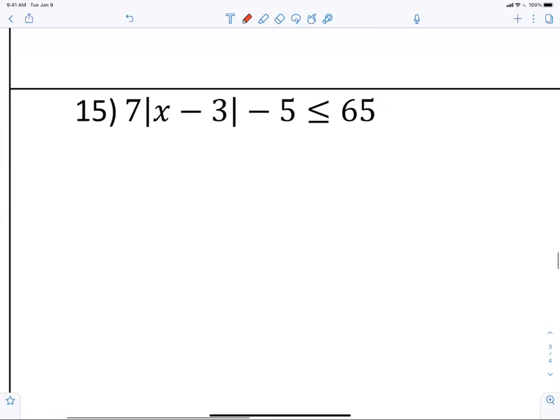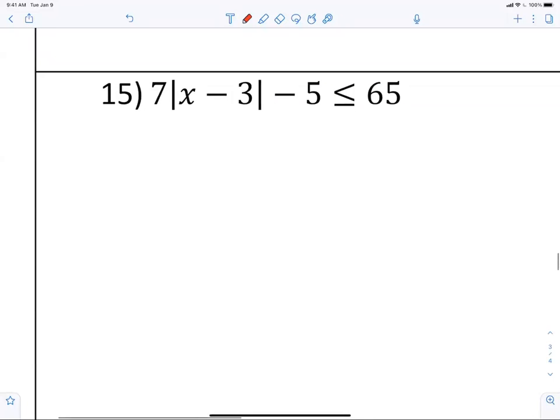Eddie, what am I doing first? First you add 5. And then what? And then you divide it by 7. Thank you, sir. So what do I have? X minus 3 is greater than or equal to 10. You guys both missed it. What is that? Less than or equal to 10. Yes, sir. Less than or equal to 10.